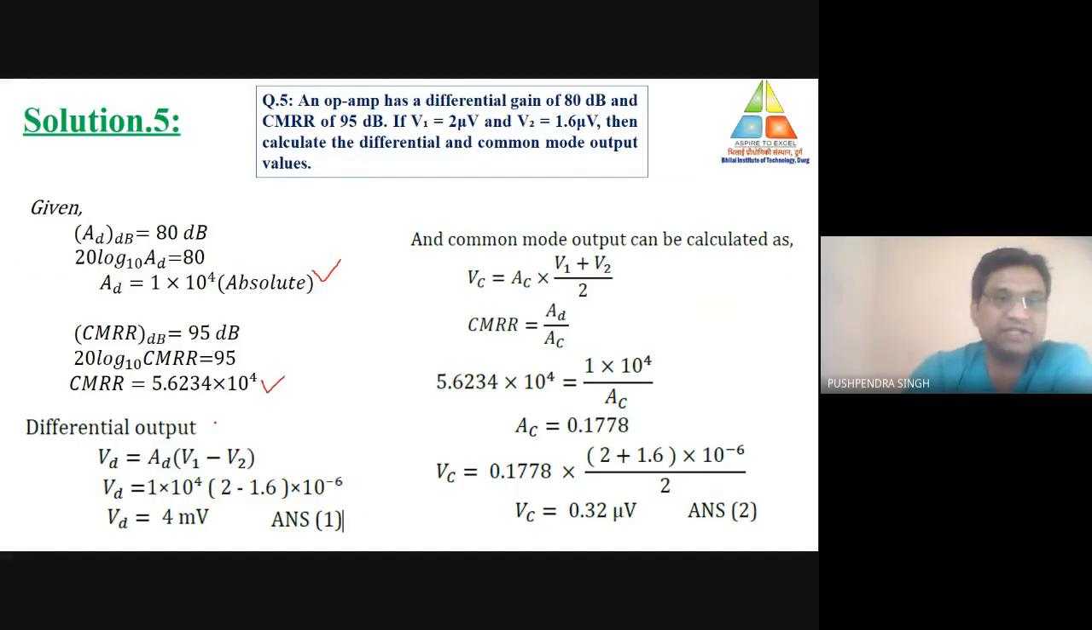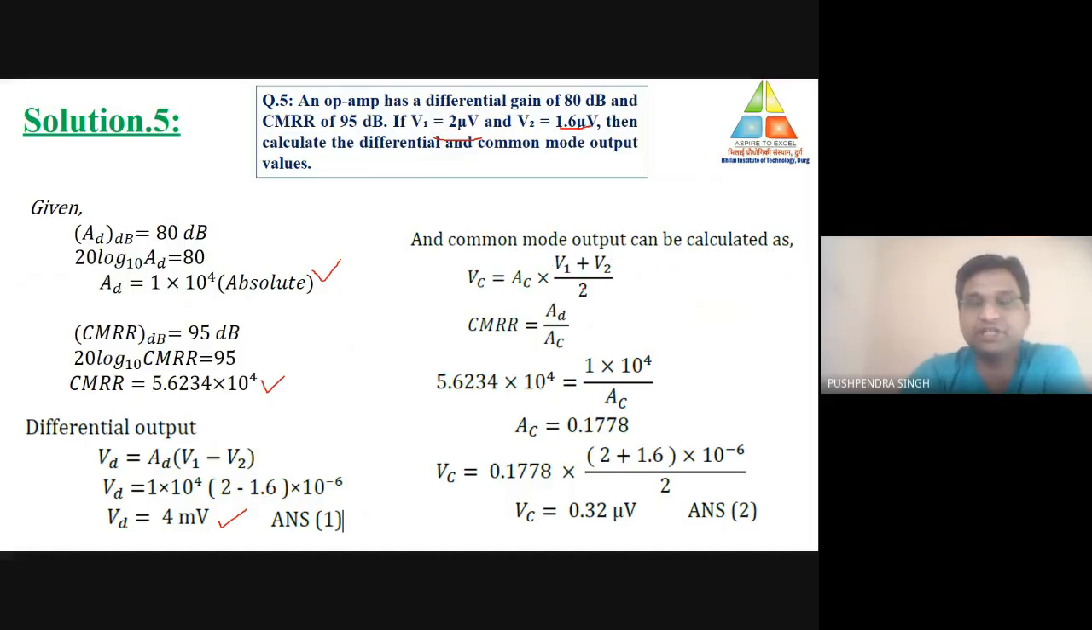So for the calculation of differential mode output, what is differential mode output? It is equal to AD into V1 minus V2, difference of the two input signals. What is AD? AD is calculated as 1 into 10 to the power 4. V1 is given as 2 microvolts. What is V2? V2 is given as 1.6 microvolts. Substitute all the values. From there, what is the value of differential mode output? 4 millivolts.